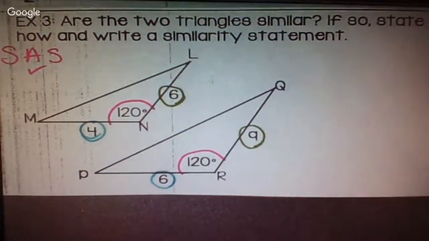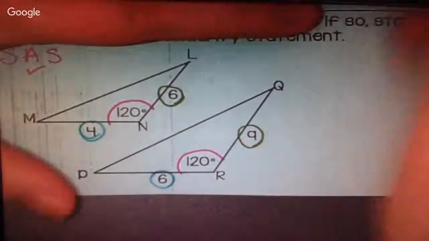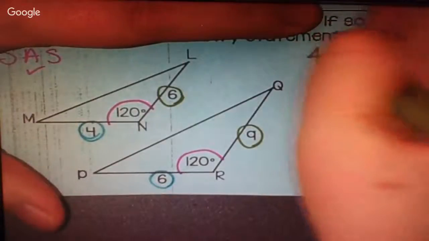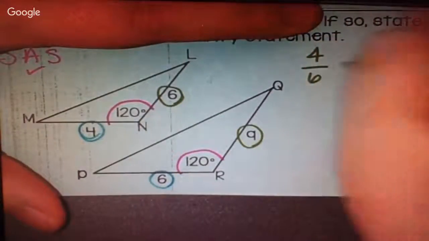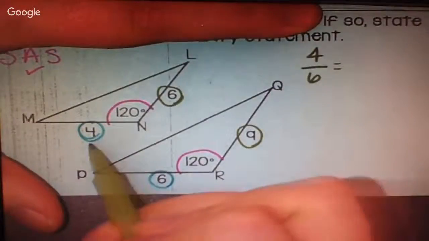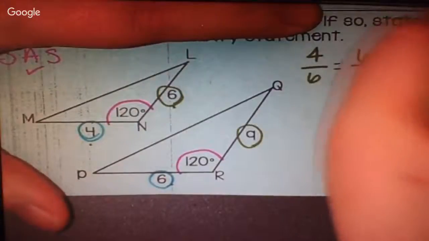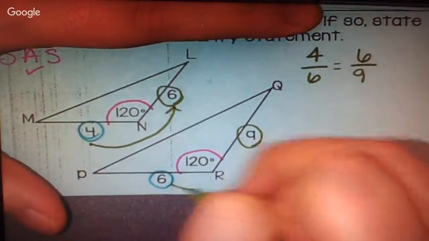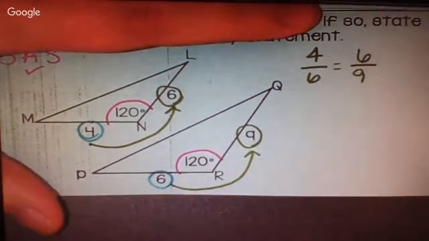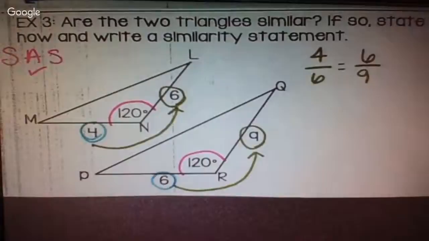So you've got 2 ways to set this up. I can set it up as triangle 1 is 4 over 6. And triangle 2 then, because 4 is on top and 6 is on the bottom, 6 over 9. Because I went from 4 to 6, so I have to go from 6 to 9. It's very important that you set it up correctly, because if you don't, it's not going to work out. Okay, how do I solve a proportion?